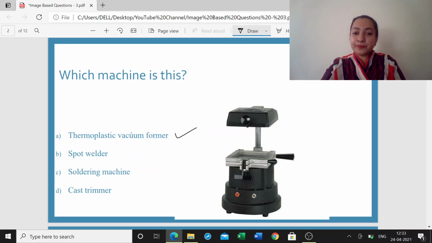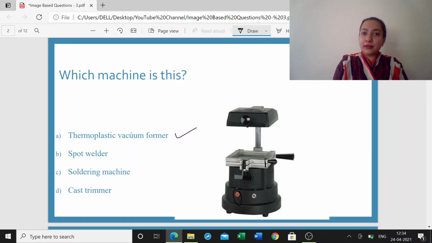A thermoplastic sheet has to be placed in between these two, and then it is allowed to heat. We switch on this button and it heats. We put our cast and then place the heated material onto the cast, so it takes the shape of the cast. Then we cut it out and give the retainers.